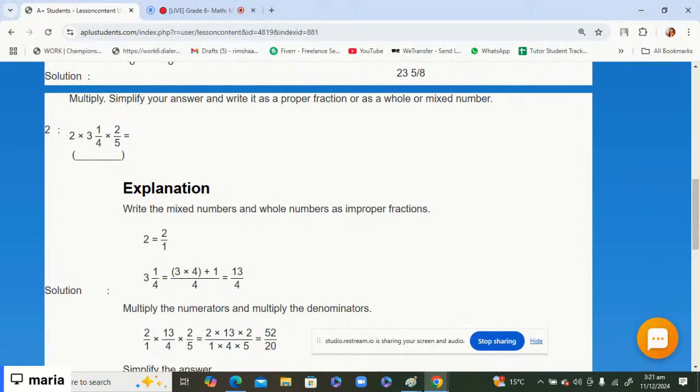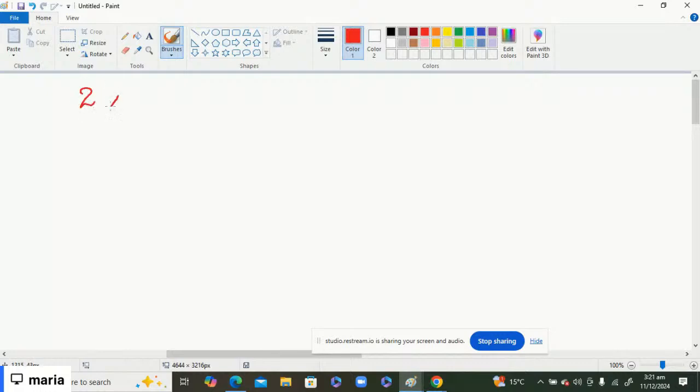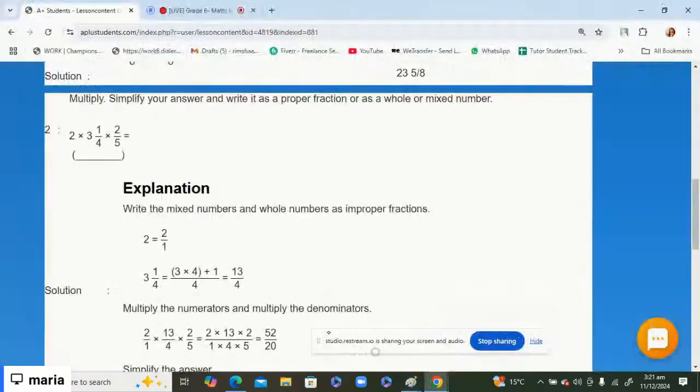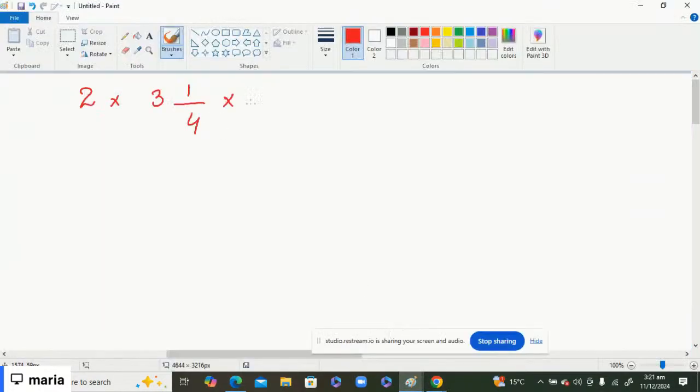So here I'm going to write 2 times 3 into 1 by 4 times 2 by 5. Look here, one is the whole number, one is the proper fraction, and one is the mixed number. Three different things. Let's solve it. First of all, 2 as it is, times, solve this one, 3 into 1 by 4. So when you solve 3 into 1 by 4, what's the answer?